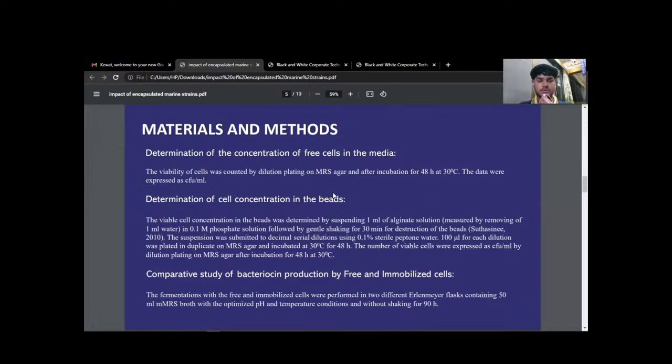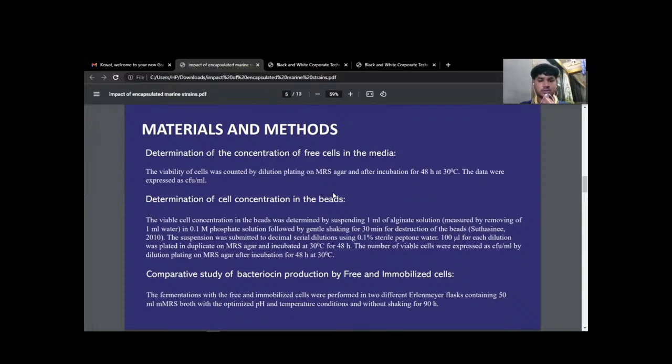Determination of concentrations of cells in the media. The viability of cells was counted by dilution plating on MRS agar and after incubation for 48 hours at 30 degrees Celsius. The data was expressed as CFU per ml.